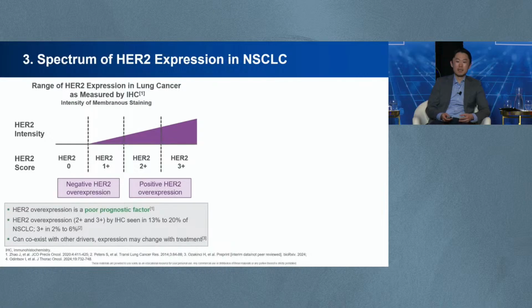And then lastly, thinking about HER2 overexpression in non-small cell lung cancer, here we are using IHC to measure the intensity of membranous staining on the cell surface. And so this is measured from 0, where there's basically no HER2 staining, all the way to 3+, which is the highest level of staining. And so HER2 overexpression of 2 to 3+ is a known poor prognostic factor, can be seen up to 20% of patients, but the 3+, the one with the highest level of expression, is a little bit more rare. It's around 2 to 6%.